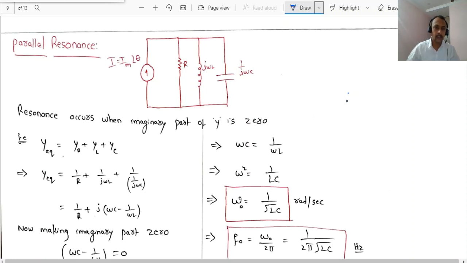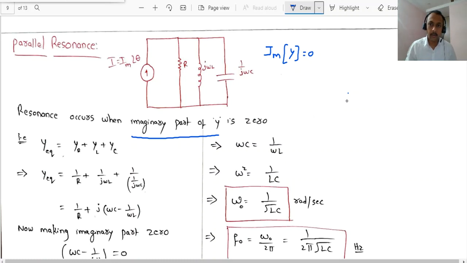Just like in series resonance, where we made the imaginary part of the impedance Z equal to 0, here also what we will do is make the imaginary part of the admittance 0. Very important. Which one is to be made 0, dear students? The imaginary part of admittance Y is to be made 0, if you recollect the basics of impedance and admittance calculations.